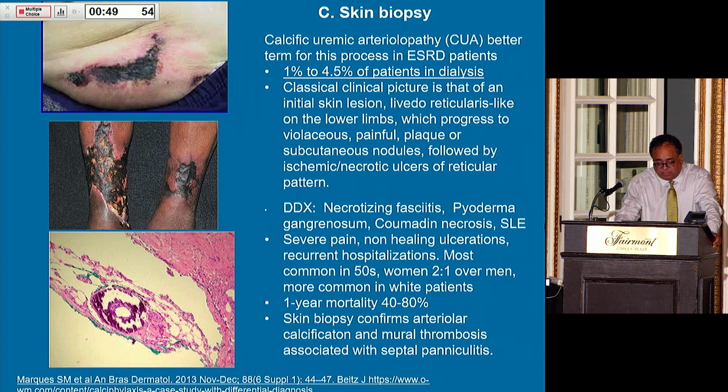There's a differential diagnosis to this, of which I think the most common one that I always think about is Coumadin. These patients have severe pain, they're miserable, and rightly so. They have these non-healing ulcerations, recurrent hospitalization. They have a very high 1-year mortality, 40 to 80%, and the skin biopsy confirms this arteriolar calcification and mural thrombosis, which is then associated with a septal panniculitis.